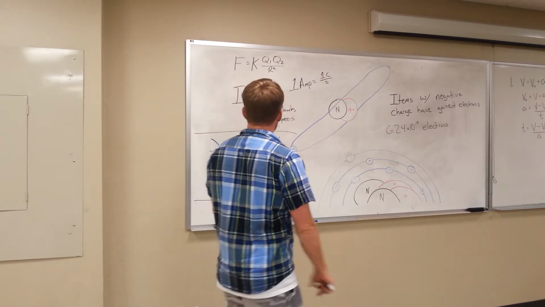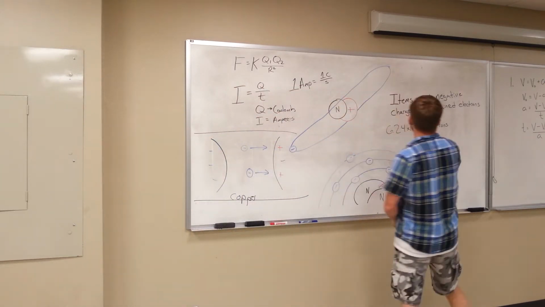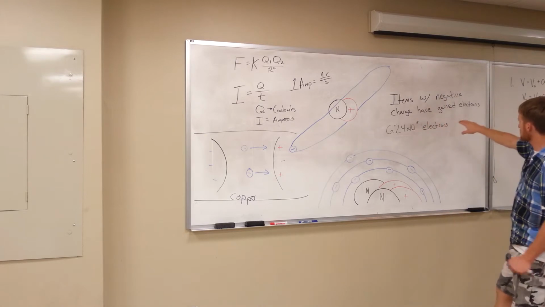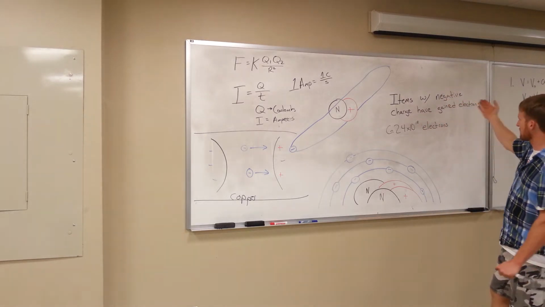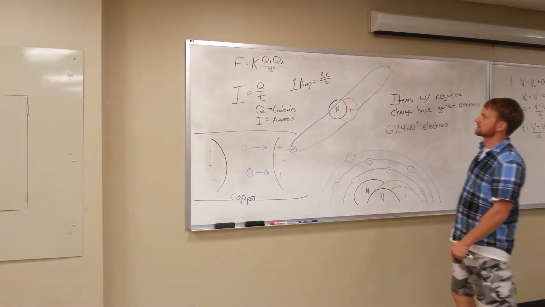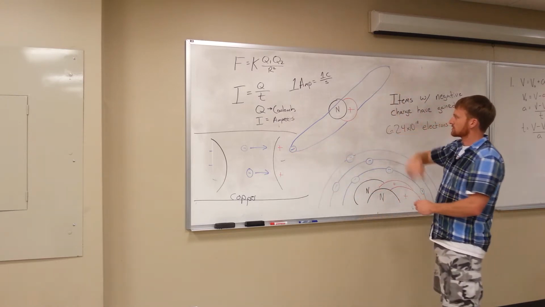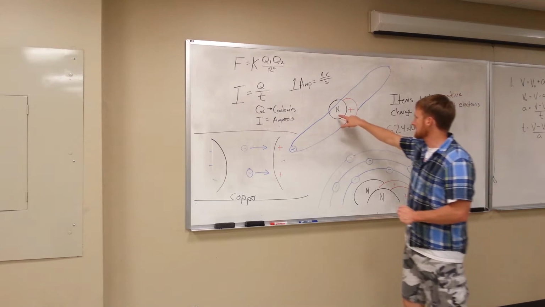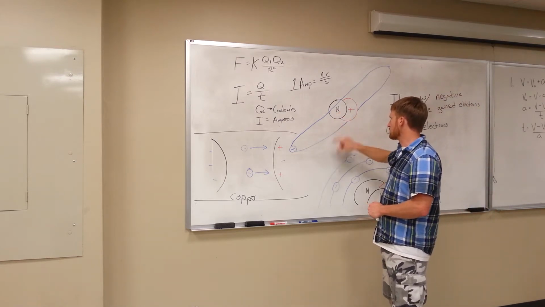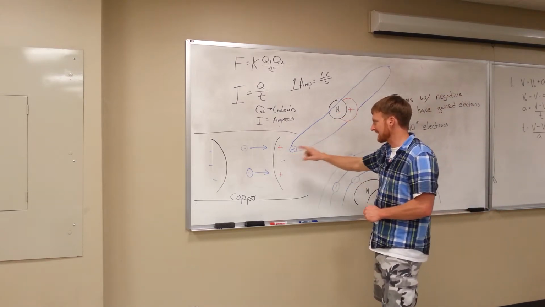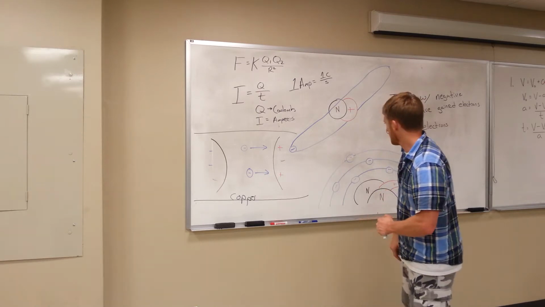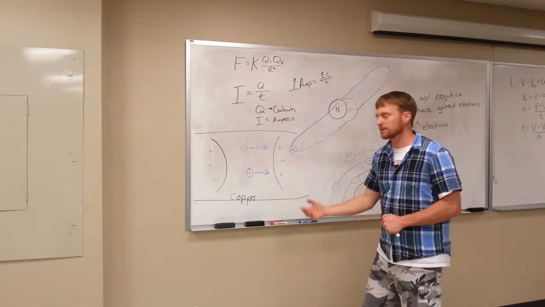Let's recap a little bit. Items with a negative charge have gained electrons. Items with a positive charge have lost electrons. This is the atom. This is a hydrogen atom because of what's in it. This is the nucleus made up of a neutron and proton. This is the orbiting electron. Electrons are the things that move only.